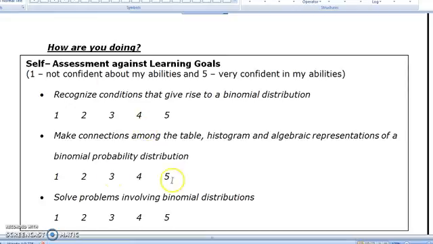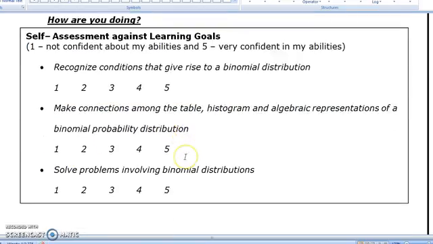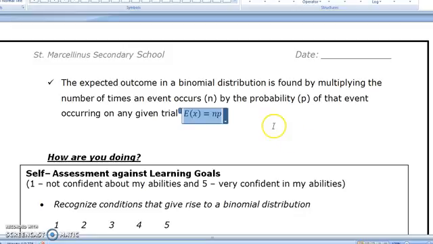Take a few minutes to look through the learning goals and the self-assessments here. If you have a question about this one, you can send it to me on D2L, or remember we have all of Monday to go over any questions that you have. Enjoy the rest of your day.